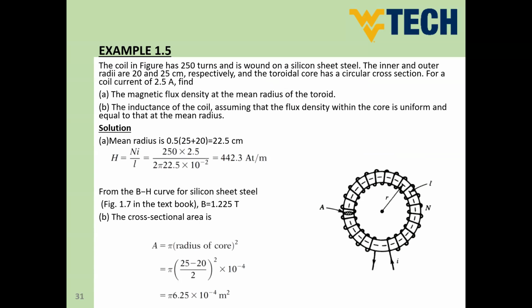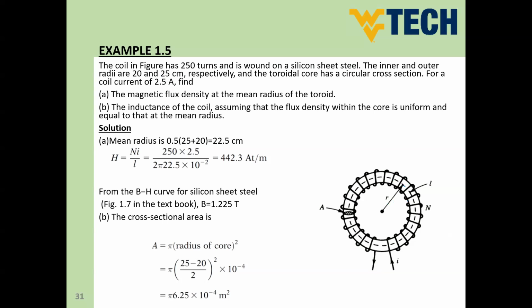Here we have another example. The coil in figure has 250 turns and is wound on a silicon sheet steel. So the magnetic core is silicon sheet steel. The inner and outer radii are 20 and 25 centimeters. So the inner radius is 20 centimeters and the outer radius is 25 centimeters.